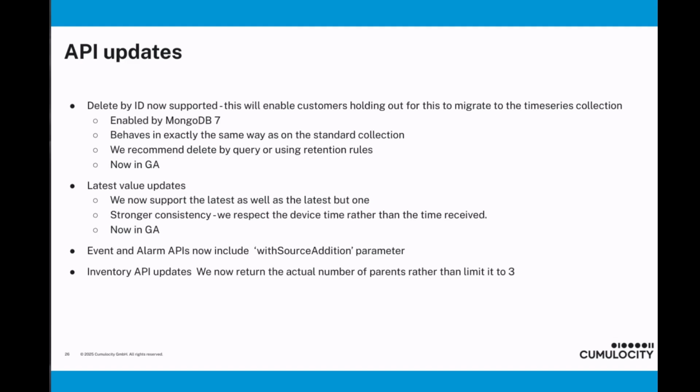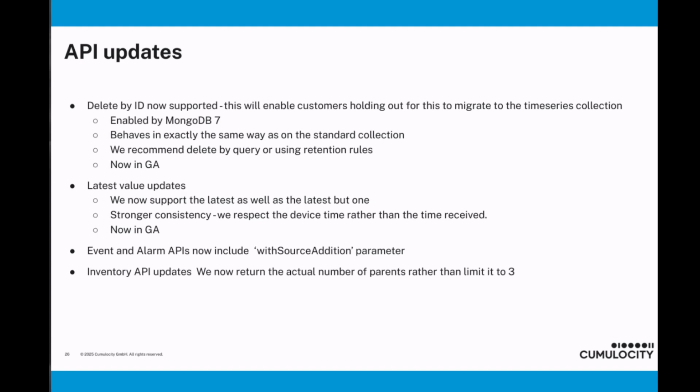We've made some updates to the latest value. We now support the latest but one, so you now get 2 values on the latest value. We've got stronger consistency so that if your device is sending data slightly out of order, you don't end up not really getting the latest value. So we respect that. Both of those are now GA. Both of those have been in public preview. So you are now good to go on both of those areas.